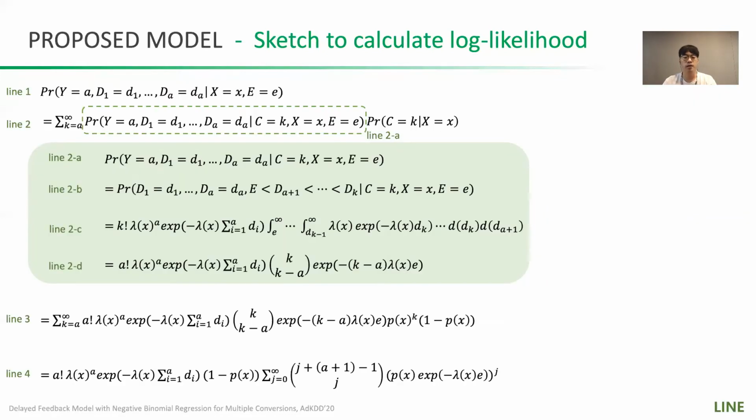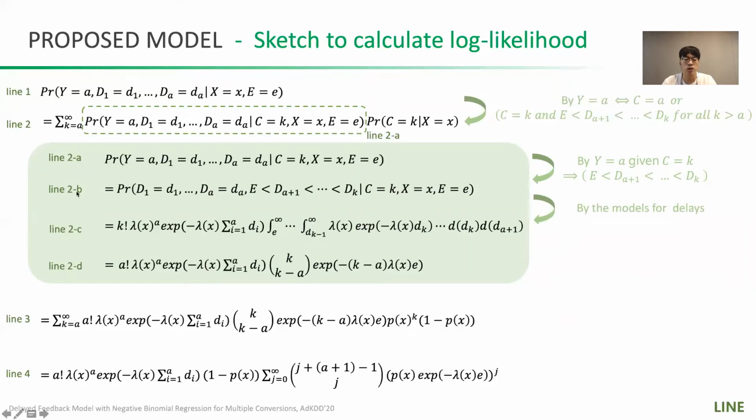Let's go in depth by taking a look at the numerical expression. If Y is A, then C can be A or more than A. So line 1 is equal to line 2 by the law of total probability. In line 2A, which is a part of line 2, Y is A given conversion C is K means all delays observed after training time, D sub A plus 1 through D sub K, will be greater than E. So line 2-A is equal to line 2-B.